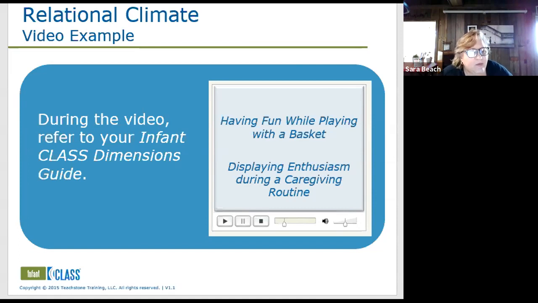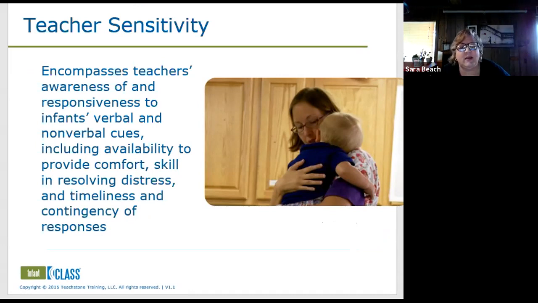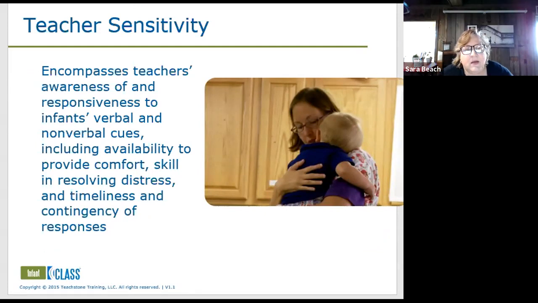Okay. So now I'm going to move on to the dimension of teacher sensitivity. We've talked a lot about sensitivity already, but the definition of that dimension is that it looks at the teacher's awareness and responsiveness to the infant's verbal and nonverbal cues, including availability to provide comfort, skill in resolving distress, and timeliness of their responses and contingency of their responses. So it's what we talked about when we were talking about cue detection, being aware and responsive and responding quickly and effectively. The face page for teacher sensitivity is on page 22.